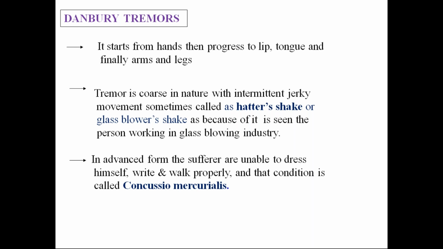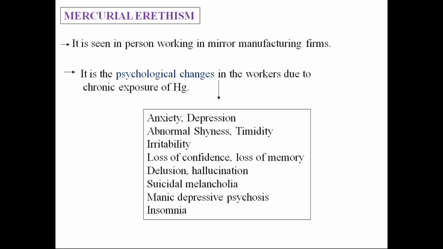The tremor is very coarse, where he is unable to button and unbutton his dress, and he is not able to sign. Problems can occur in the banking system, where if a person has to sign a check, the bank can reject it because of changes in the signature. Then he cannot walk properly. There can be frequent falls because of these violent shakings. So concussio mercurialis, hatter shakes or glass blower shakes, and Danbury tremors.